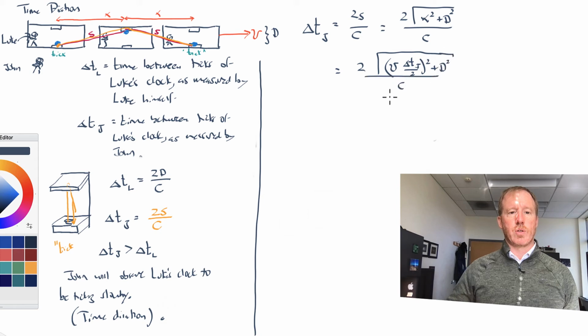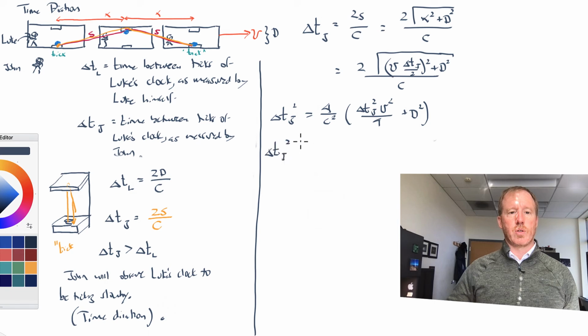Divided by c. Now what we want to do is get all these delta t J's on one side of the equation. So to do that, we're going to square both sides. Delta t J squared is equal to 4 over c squared times delta t J squared v squared over 4 plus d squared. And now what we're going to do is multiply this out and move all the delta t J's over to one side. I'll just do this in one step.